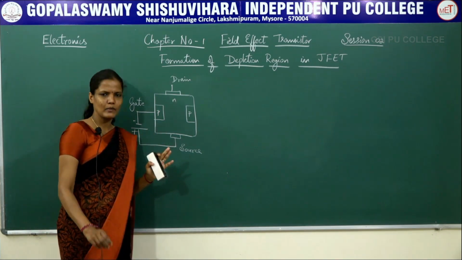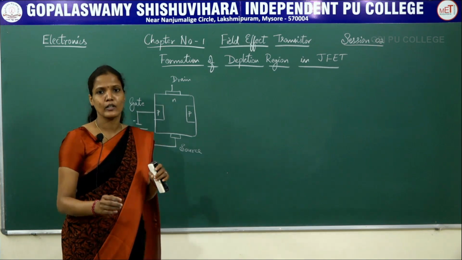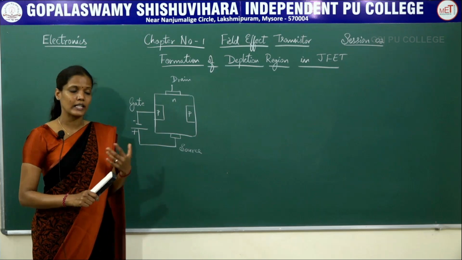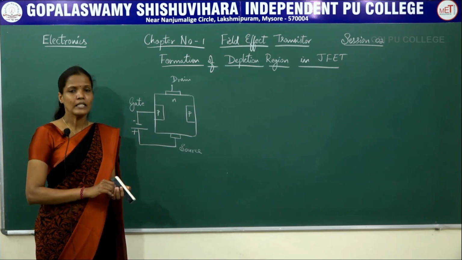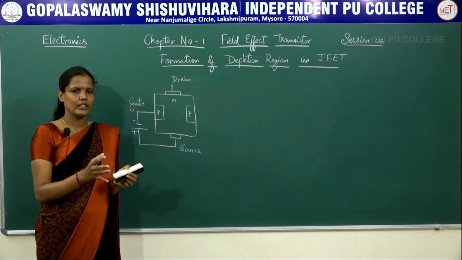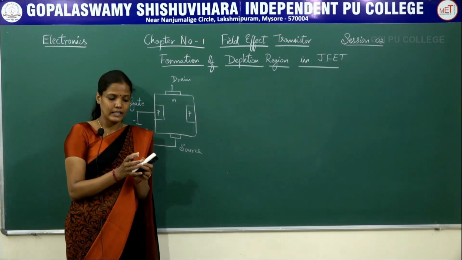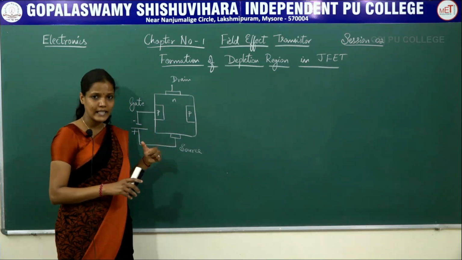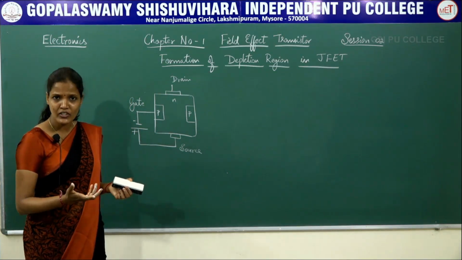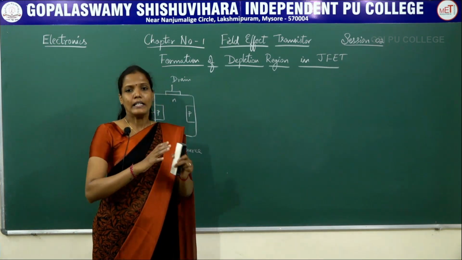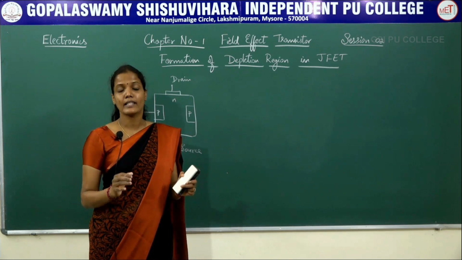So what is this biasing? Biasing is nothing but applying external voltage to the junction. What happens when the external voltage is applied to the PN junction? There will be a variation in the depletion region. The depletion region will either start increasing or decreasing depending upon what kind of biasing I am applying. So what is this depletion region first of all? Depletion region is a region where neither of the charge carriers are present.